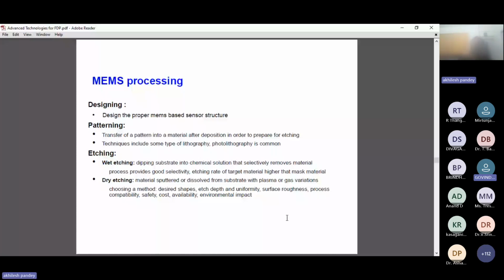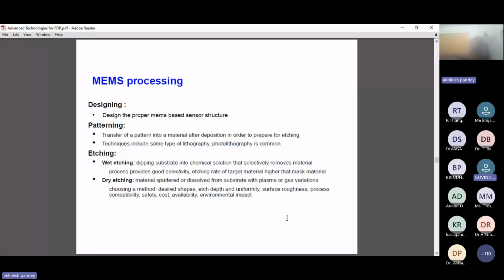Then etching. There are two types of etching, either wet chemical etching or dry etching. Wet chemical etching is dipping the substrate into a chemical solution that selectively removes the material. The process provides good selectivity, with the etching rate of the target material higher than the mask material. Then dry etching, where materials are sputtered or dissolved from the substrate with plasma or gas variation. Basically, in wet chemical etching, sometimes it is isotropic in nature, sometimes anisotropic.